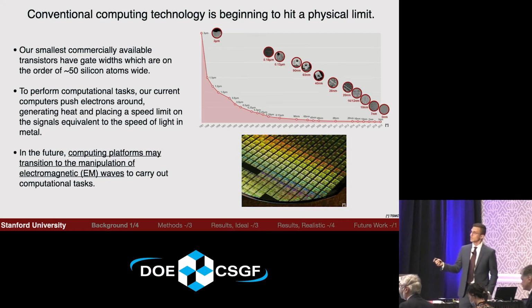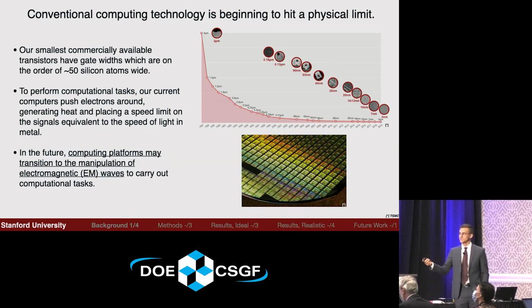We've had to move in that direction because we're hitting this physical limit with our transistor gate width. In order to perform computational tasks, these conventional technologies push electrons around, they generate heat, and they also place a speed limit on the signals equivalent to the speed of light in metal. Now, we talked about some alternatives yesterday, like there's a lot of hope for quantum computing. But today I'm going to talk about a different way that we might be able to accelerate our computing in the future, which is by manipulating electromagnetic waves in order to carry out computational tasks.